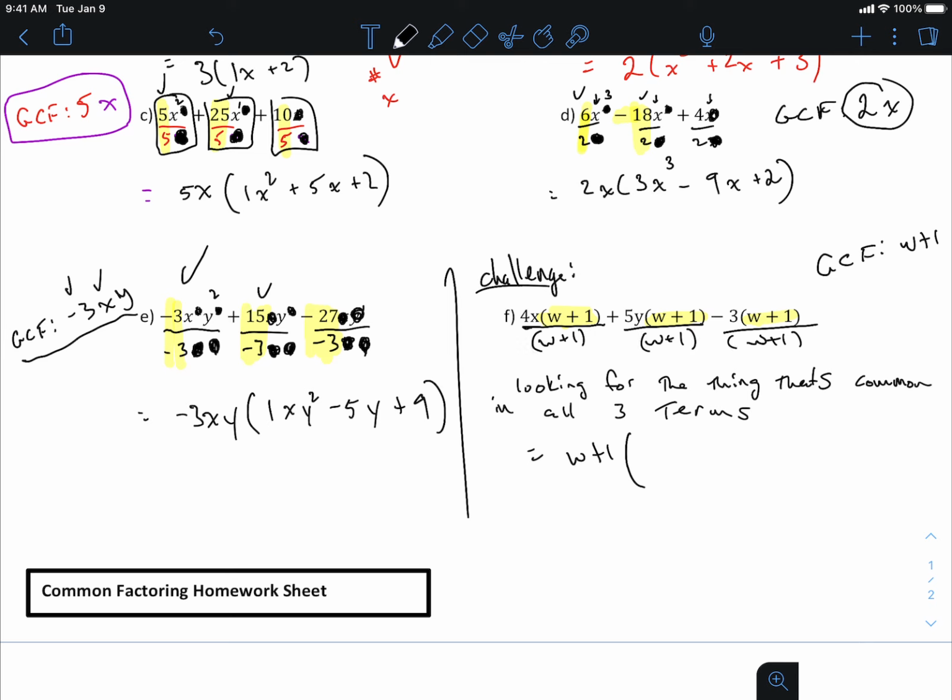This isn't much different than what we were doing. A w plus 1 cancels with the w plus 1, and a w plus 1 cancels with the w plus 1, and the w plus 1 cancels with the w plus 1. You tell me what's left. 4x plus 5y minus 3.